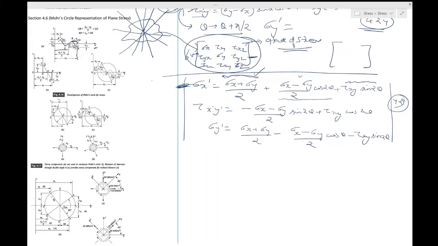So this is how we have graphically represented sigma x dash. The normal stress sigma x dash is thus represented by the abscissa of point A. So the abscissa of point A will be sigma x dash. Now let's turn to the second equation, tau x dash y dash, and we want to graphically see this as well.